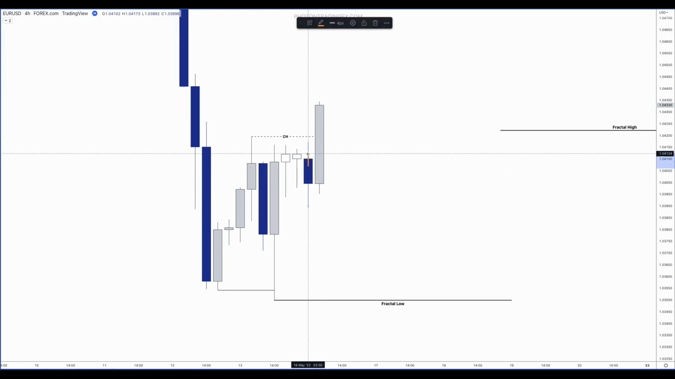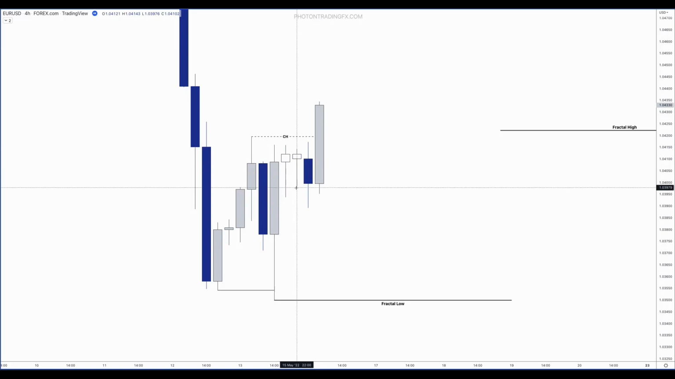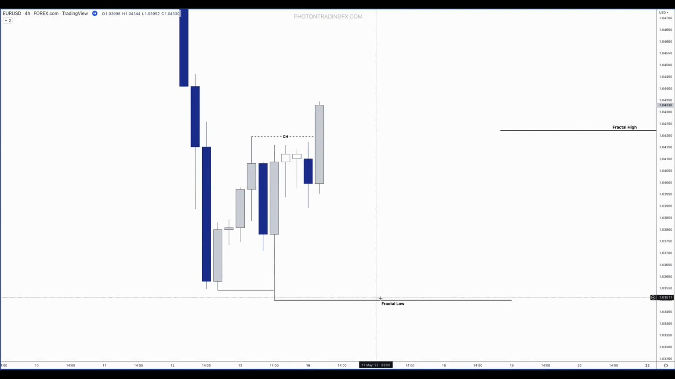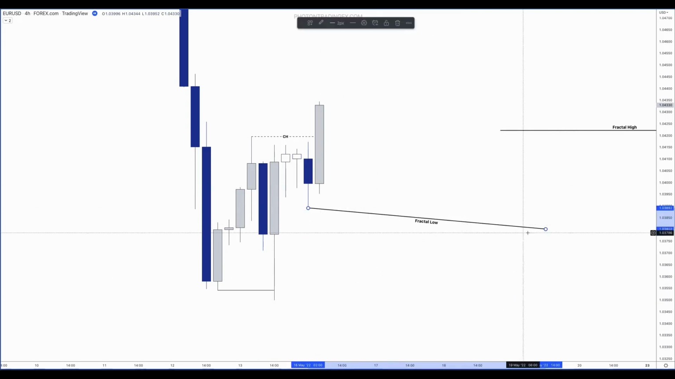Did this candle here break the previous candle's high? Yes, it did. Okay, cool. Did this candle here break the previous candle's high? No, it didn't, okay? So this should be our fractal low. But if we draw it across, price has traded through it. So does that make sense? No, okay? Remember that example we went through in the previous lesson, where we adjust it to this level here, and then that becomes our new fractal low, okay?